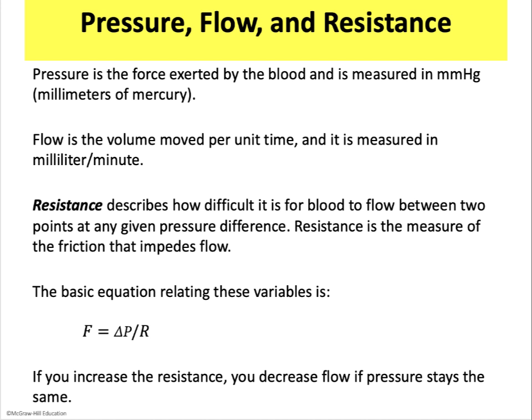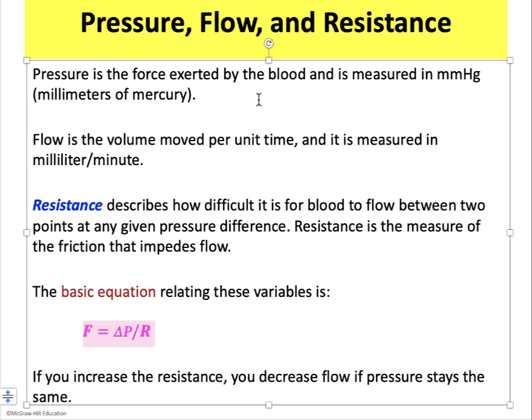The next section is both rewarding and frustrating for students simultaneously. We are going to look at some thermodynamics with respect to pressure, the flow of blood, and the resistance to that flow. A couple of definitions first. Pressure is the force exerted on the fluid to cause it to move. And in the case of blood, that pressure is measured in millimeters of mercury as a legacy of the past. Flow is the volume of blood that's moved in a particular amount of time, and in our case is measured in milliliters per minute.